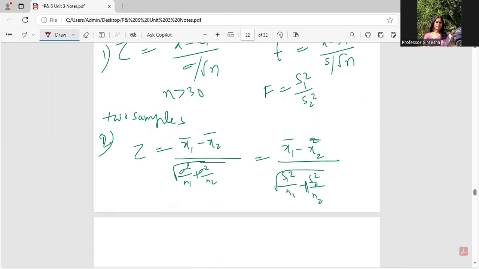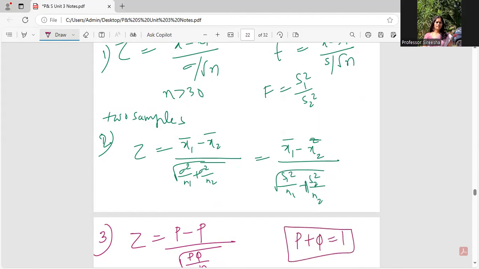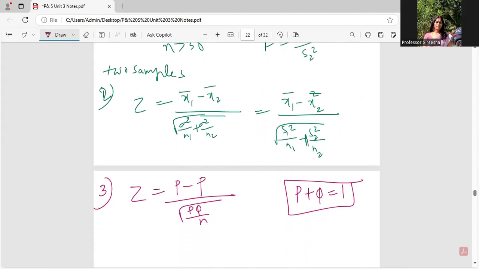Instead of means, for large samples, I'm being given some proportions, of the sample and the population. Then I'll be taking the difference in sample and population proportions, divided by under root of capital P capital Q by n. Capital P plus capital Q is equal to 1. So if I know P, I can get Q. If I know Q, I can get P. That's one way.